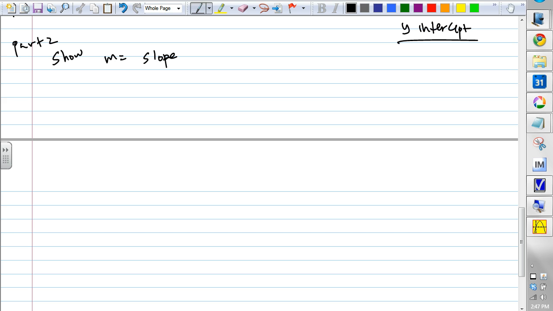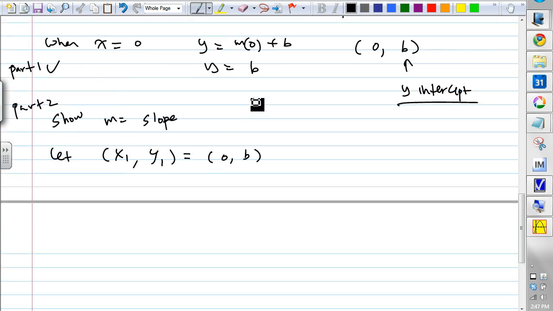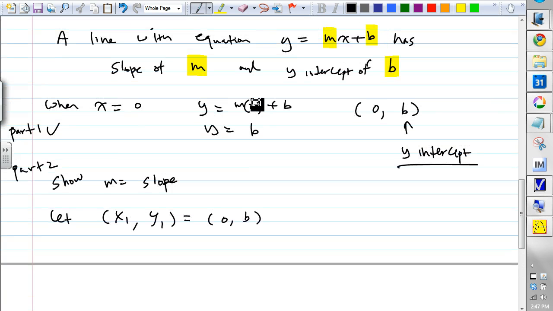You could use any 2 points you want, but how about this? Let x sub 1, y sub 1 be 0 comma b. Is that one of the points of this line? Yeah, 0 comma b, that is your y-intercept. And let's use another point, x sub 2, y sub 2. You can actually use anything you want.